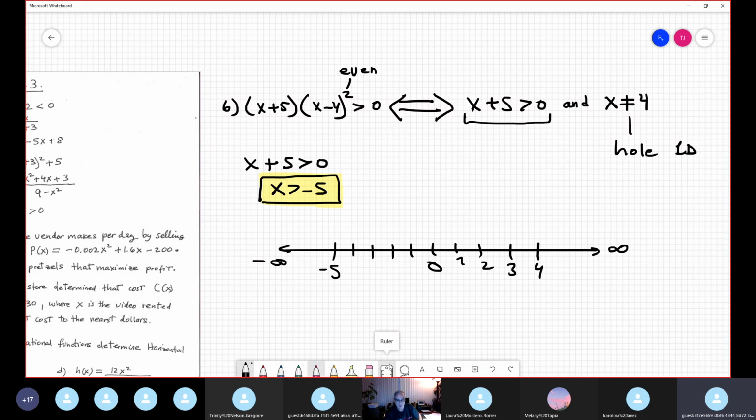And that hole, I want to use a yellow color because I want to highlight everything in yellow. Stop at 4, 4 as a hole, and continue. And what about the 5? No, don't include 5, because I don't see an equal sign here. Parentheses. Entonces aquí es paréntesis and paréntesis. The final answer expressed in interval notation is from -5 to 4, union 4 to infinity.